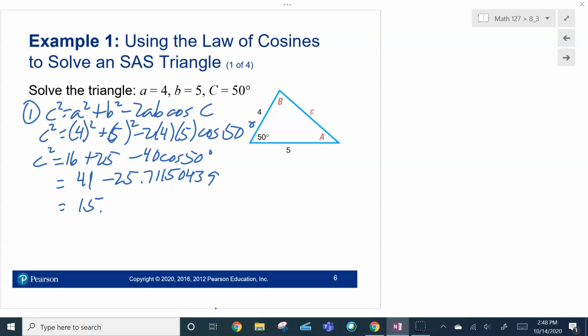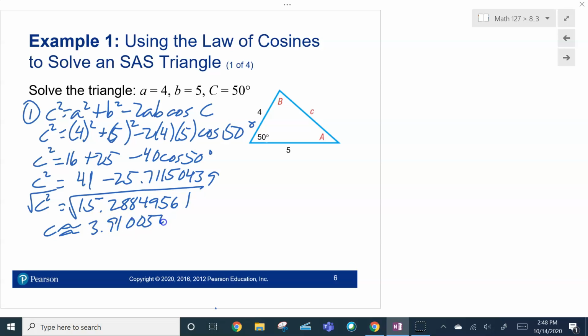By the way, when I'm using my calculator, so you don't have rounding error, just use the answer key. Don't cut it off till the very end. You can round it when you're writing it out, but when you're punching it into your calculator, make sure you're using the entire solution there. This ends up being 3.910050589, and this keeps going. So approximately 3.91. Okay, so we got the third side.